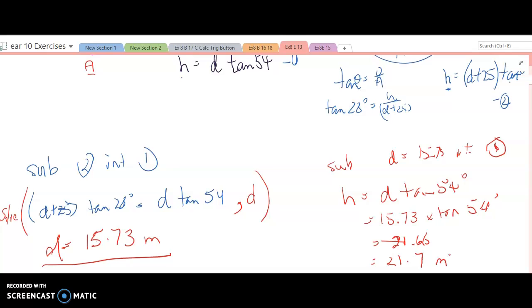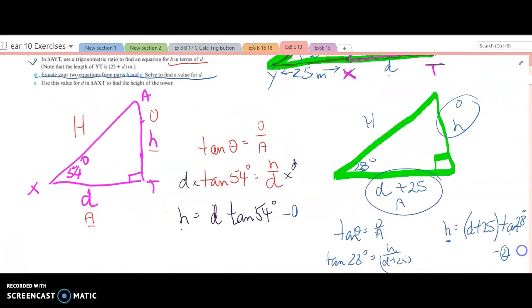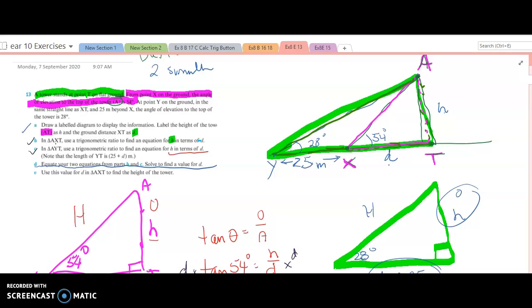So there's an example of another simultaneous equation problem: two unknowns, two equations, in this case two triangles.